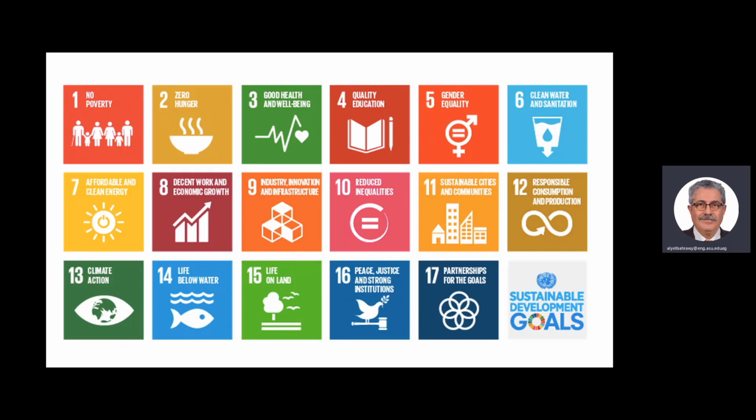The SDGs, as everybody knows, are 17, covering prosperity of human beings on the globe, including poverty, hunger, health, education, gender equality, water, energy, economy, innovation, inequalities, sustainable cities, consumption and production, climate change, life below water and on land, peace, and finally, partnerships.